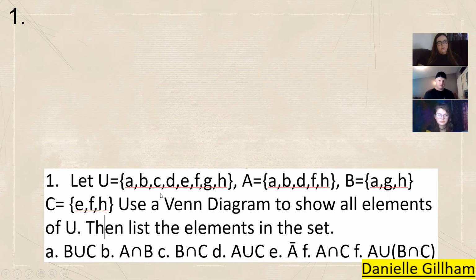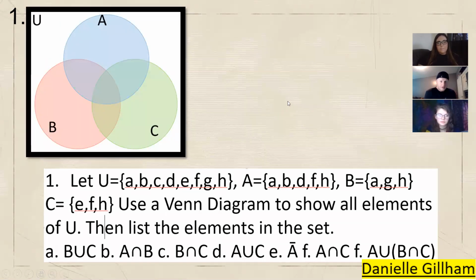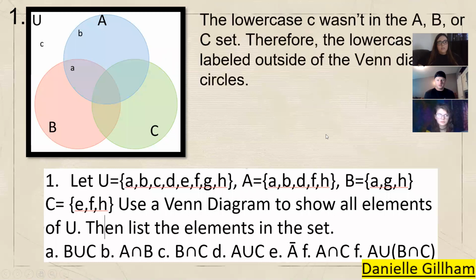All right, so let U equal all of these letters A through H. A equals, B equals, C equals. We're going to use a Venn diagram to show all of the elements of U, then list the elements in the sets. So here's a Venn diagram. A is in A and B, but not C, so it's going to go in the middle of A and B. And then B is only in A. C is unfortunately not in A, B, or capital C, so it's going to be out in the field of U.